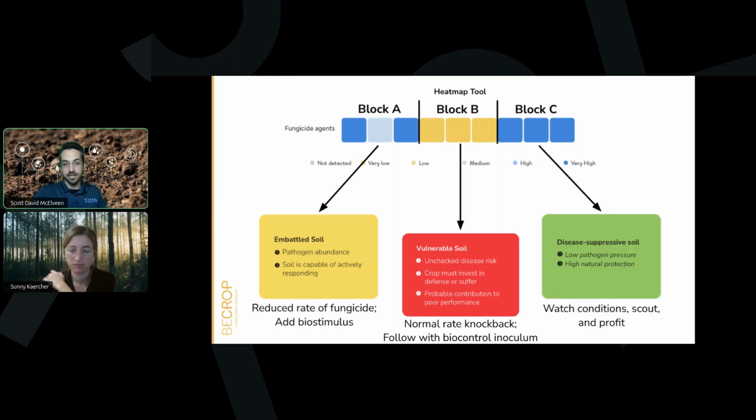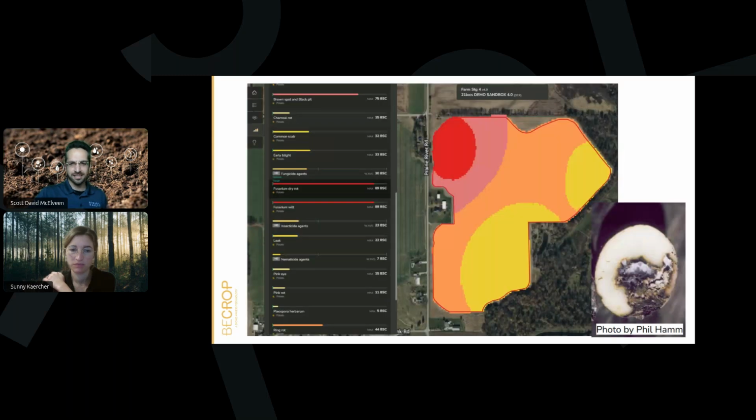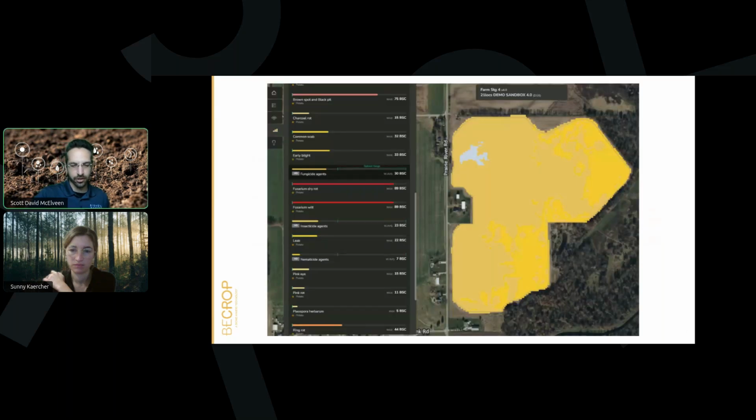And then block C, we had low disease risk. We've got great suppression, best case scenario, profit when you have good natural capital, let your microorganisms work for you. And then I'll dash through this quick. We have Fusarium dry rot real high in the northwest here, and just begin to see the fungal biocontrol agents.